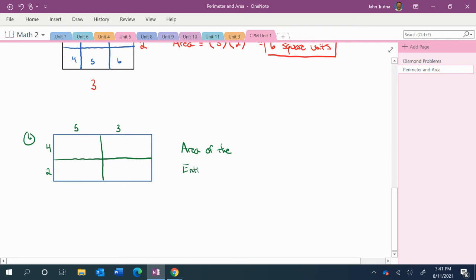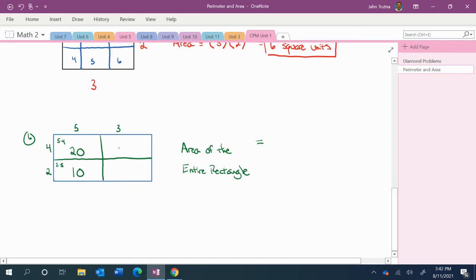Now, there are 2 ways that you can look at this. One way that you can find the area of the entire rectangle, and we're going to do it 2 different ways, is that you could find the area of each individual rectangle in this picture right here. So if I went up to the top left rectangle and asked, what's the area? Well, it is 5 times 4. So the area of the top left rectangle is 20. To find the area of the bottom left rectangle, you would multiply 2 times 5, so the area of the bottom left rectangle is 10.